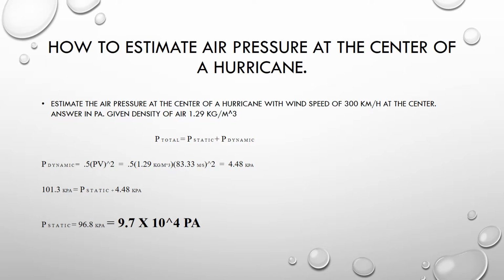Now, the total pressure equals our static pressure plus our dynamic pressure. Our dynamic pressure is a variation of our kinetic energy equation. The resemblance makes sense because kinetic energy monitors motion, and the hurricane is always in motion. Here we assume that our pressure does not exceed 1 atmosphere of pressure. With the information given, calculations were performed, and our value came out to be 97,000 pascals.